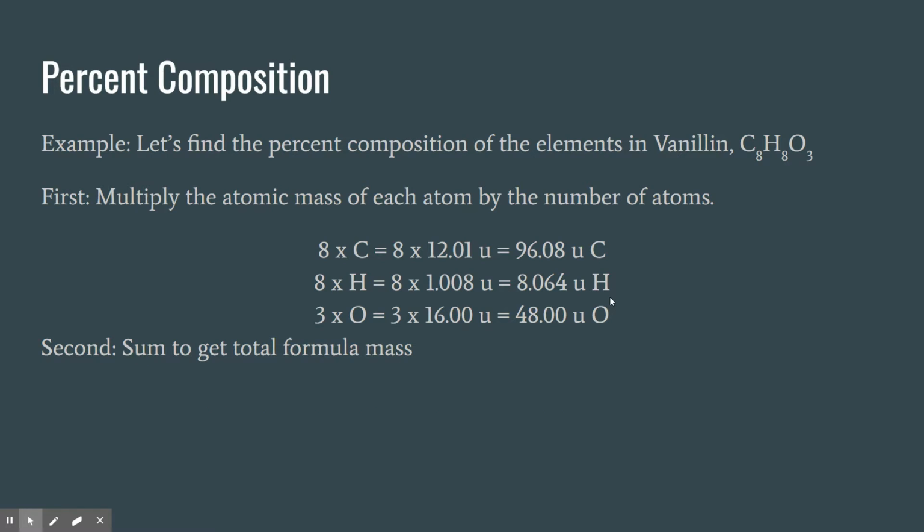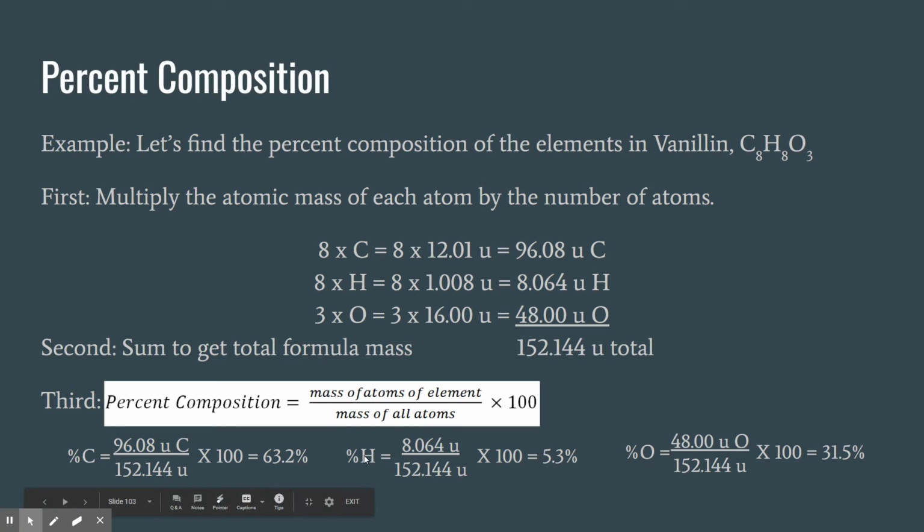Now, the second thing I want to do is get the total for the entire formula. So this looks very similar to the way we normally get the molar mass of this compound. And I'm just going to add them up. So 152.144. And now all I'm going to do is apply that formula. Take the part that is carbon, divided by the total. Take the part that is hydrogen, divided by the total. And take the part that is oxygen and divide it by the total. This compound has a percent composition of 63.2% carbon, 5.3% hydrogen, and 31.5% oxygen.